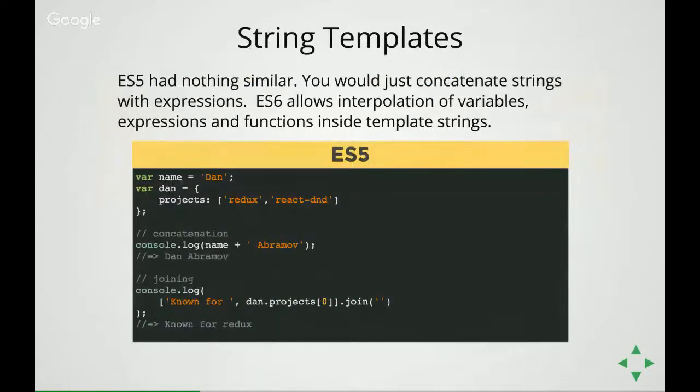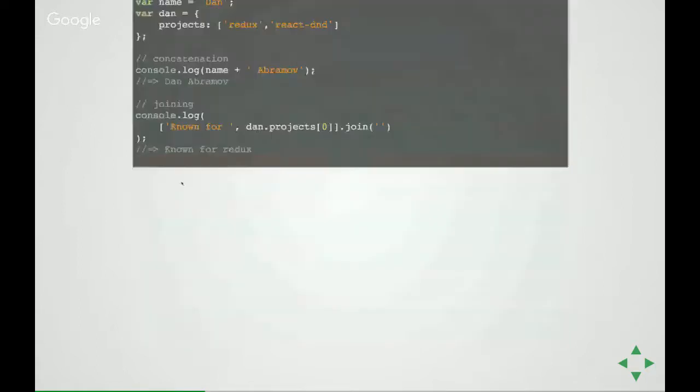So basic string templating, you really couldn't do in ES5. You would have to resort to concatenation with the plus operator with the strings, or you would have to do something weird like create a list of strings inside of an array and then join them with a new line, with a comma, with whatever, right? So really weird tricks to get interpolation inside of strings. You just have to do it one of those two ways.